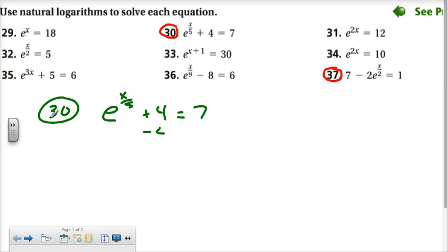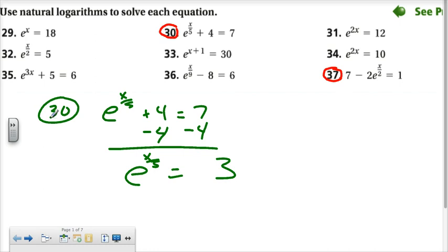So what we have to do is isolate that base of e, and that'll mean subtracting 4 from both sides. So e to the x over 5 power is going to equal 3. And then we think, okay, now what do I do in order to get rid of that e? Well, that is logarithm base e, and remember that is natural logarithm. So we take the natural logarithm of both sides, and that is the inverse of a base of e. So this will give us x over 5 equals the natural log of 3.